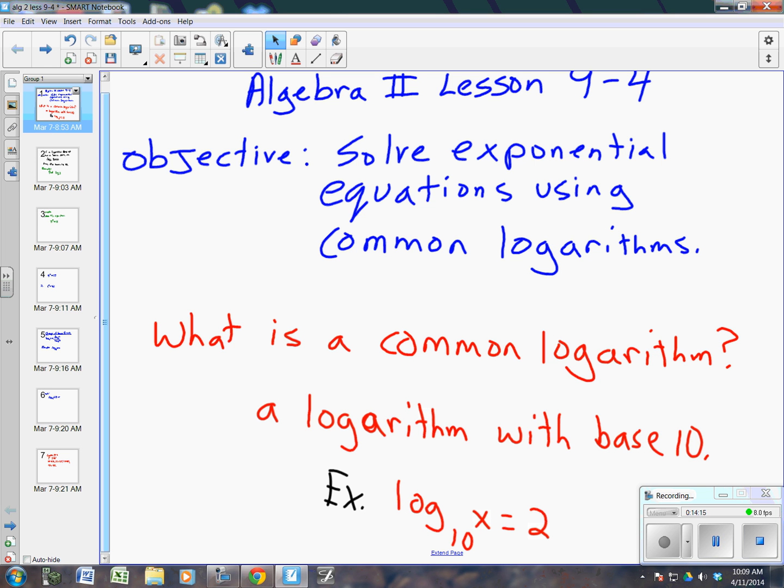What are logarithms for? To solve problems where your variable is in the exponent. And so you have to change that from exponential form to logarithmic form in order to solve it. Okay? So, you guys, common logarithm just has a base of 10. Any questions there?